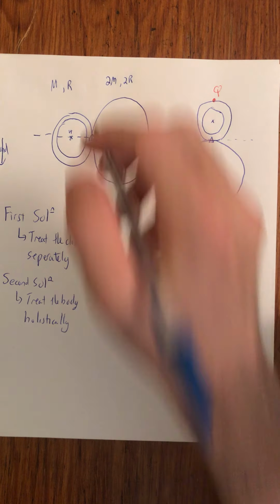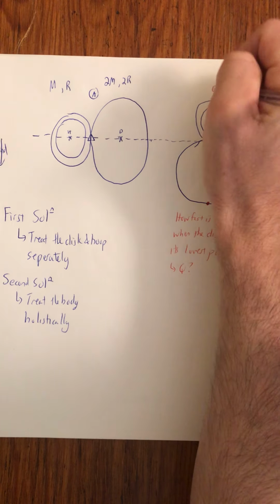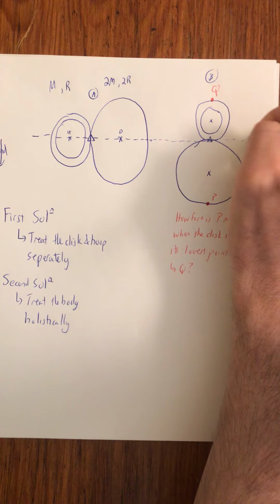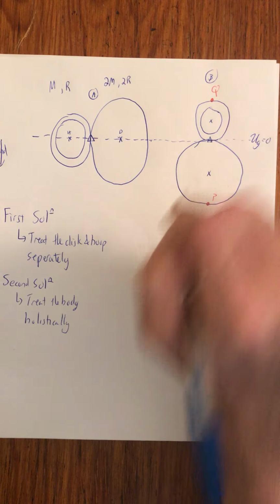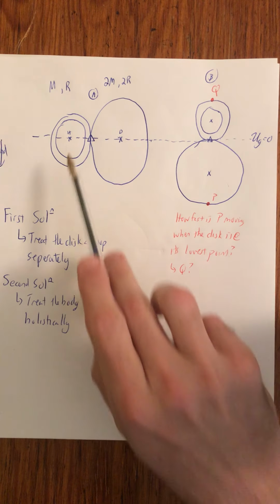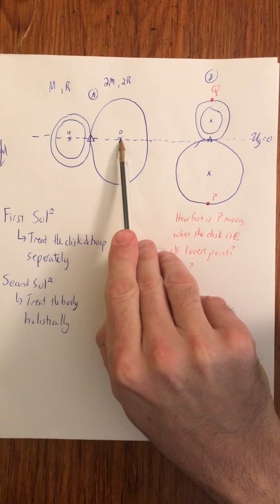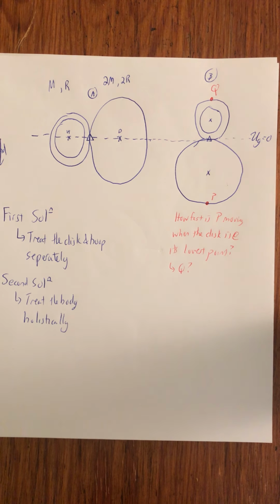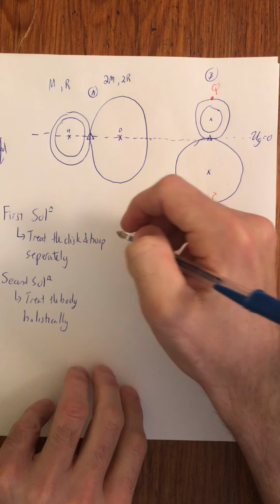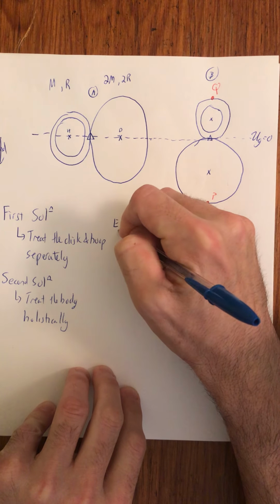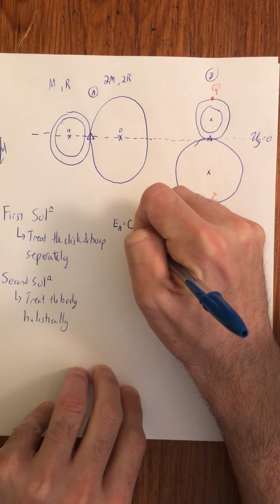So here's what we have. Here's our initial A, here's our final B. I'm going to make this the UG is equal to 0 line because it's a convenient place since both of the objects initially then will have 0 energy. So no matter which solution we're going for, the energy at A is going to be equal to 0.